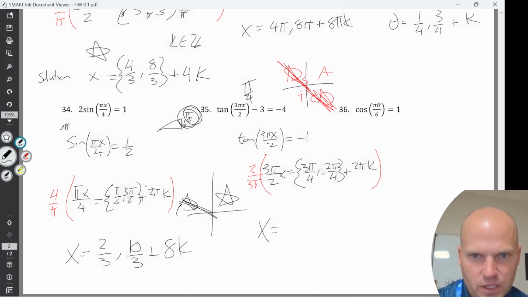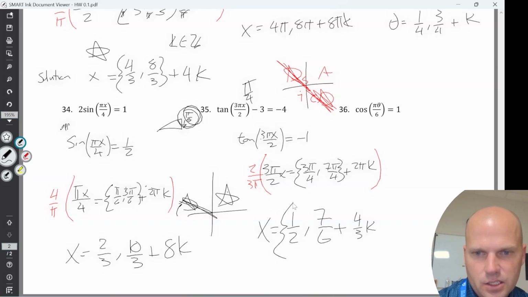So 2, that's 6/12, or cancel the 2's, cancel the 3 pi's, 1/2. 14/12, or cancel the 2, that's 7/6. Right? 2 times 3 is 6, 7/6. Plus 4/3, added to these, subtracted from these, multiples of 4/3.